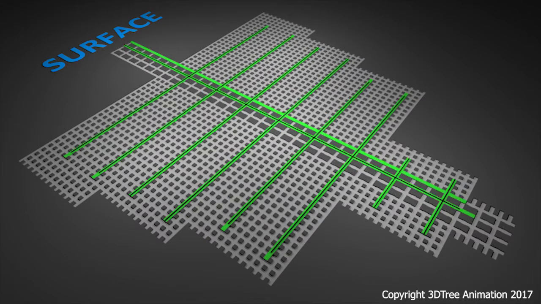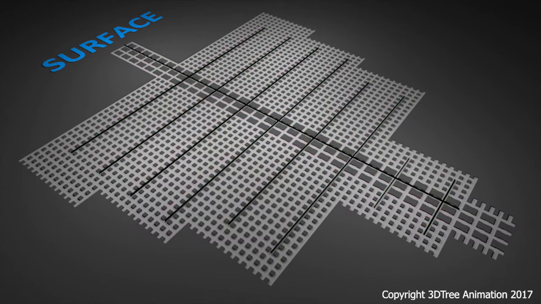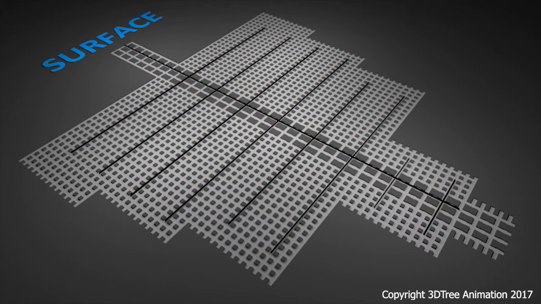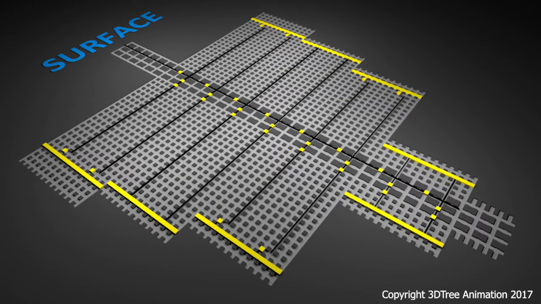Green lines represent travelling ways that have been demarcated for pedestrians only. Red lines represent travelling ways that have been demarcated for vehicles only. Yellow lines represent high people and vehicle interaction areas.